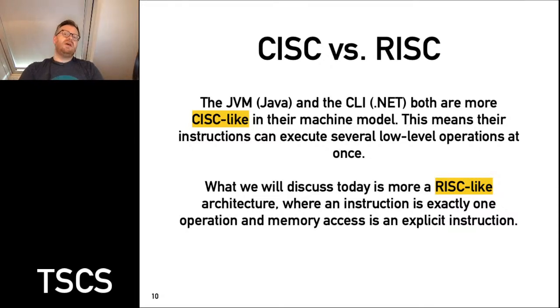And what we do today is a little bit different, because we are using a RISC-like architecture where one instruction is actually one operation and memory access is an explicit instruction. In JVM and in CLI, this is not the case for some design reasons that I don't want to get into today. But if you compare these two, what we do today is a lot more like a RISC-like architecture. So if you're familiar with these, the following will be very familiar to you. And if not, this is a good way to brush up on machine architecture.